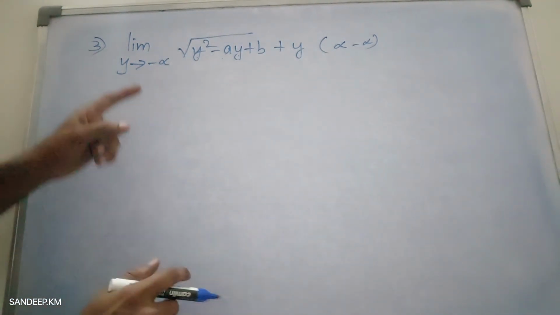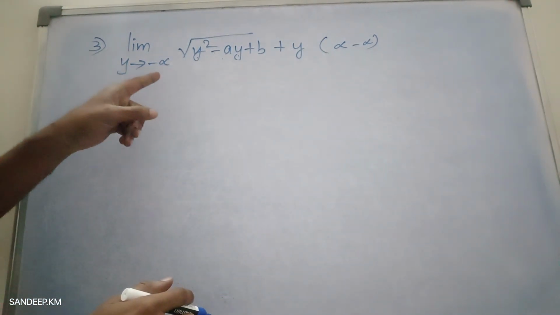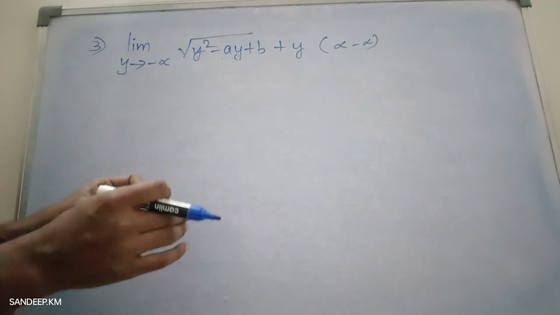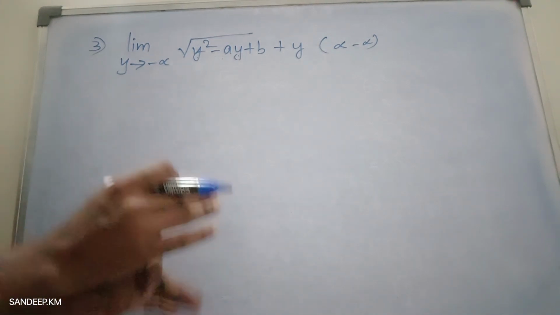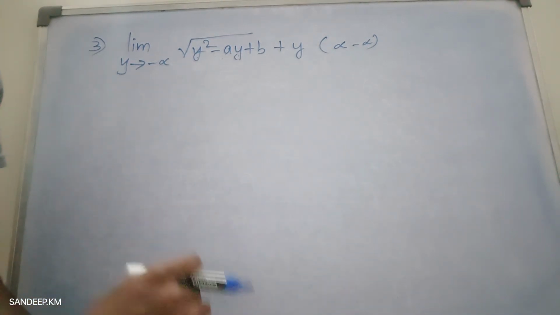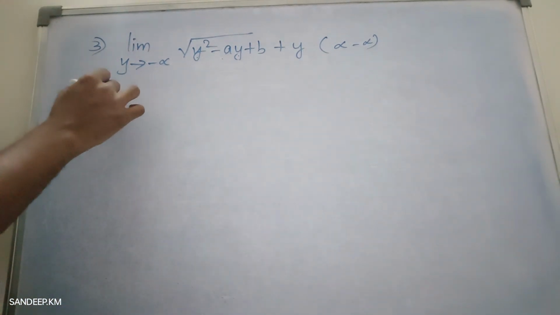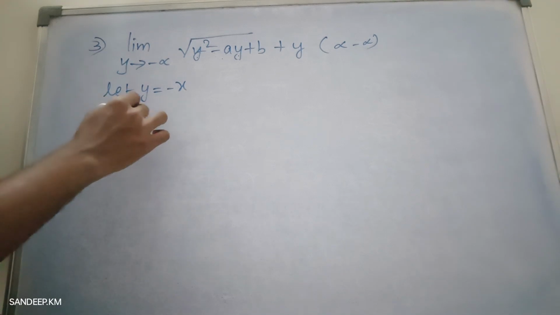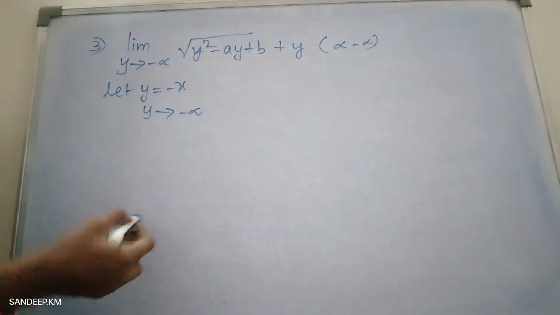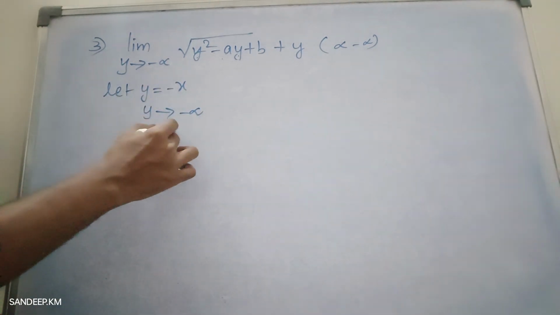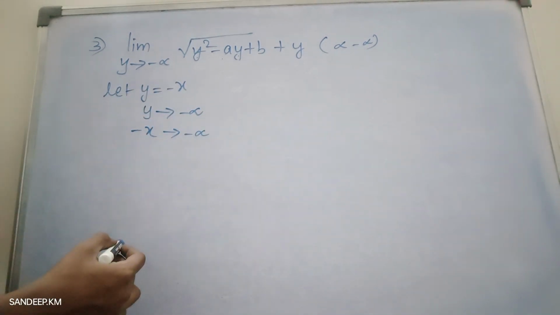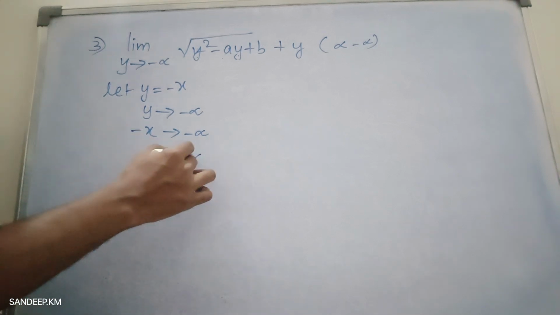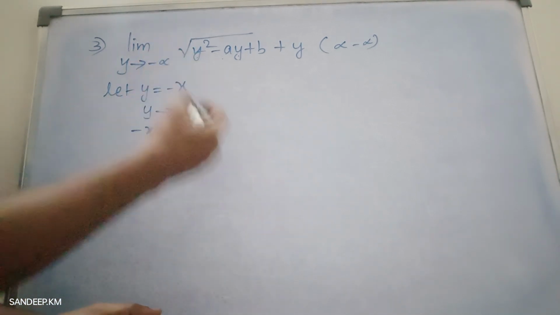Whenever the given variable is approaching negative infinity, let us make the question simple by replacing y with minus x. So let y is equal to minus x. So if y is approaching minus infinity, instead of y I can take minus x. Minus x approaches minus infinity, then x approaches plus infinity. So what happens to this question?